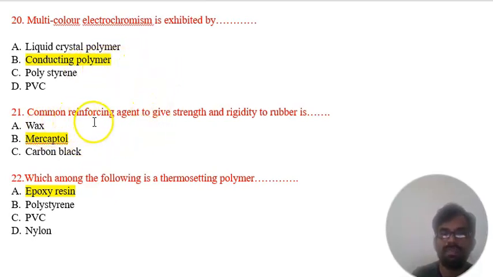Now the 21st: the common reinforcing agent to give strength and rigidity to rubber is dash. So mercaptan is one of the best examples of a common agent to give strength and rigidity to rubbers. The right answer is mercaptan. And the 22nd bit: which among the following is a thermosetting polymer? Polymers which cannot be remolded without breakage are thermosetting. So the polymer here is epoxy resin, the best example of a thermosetting polymer.